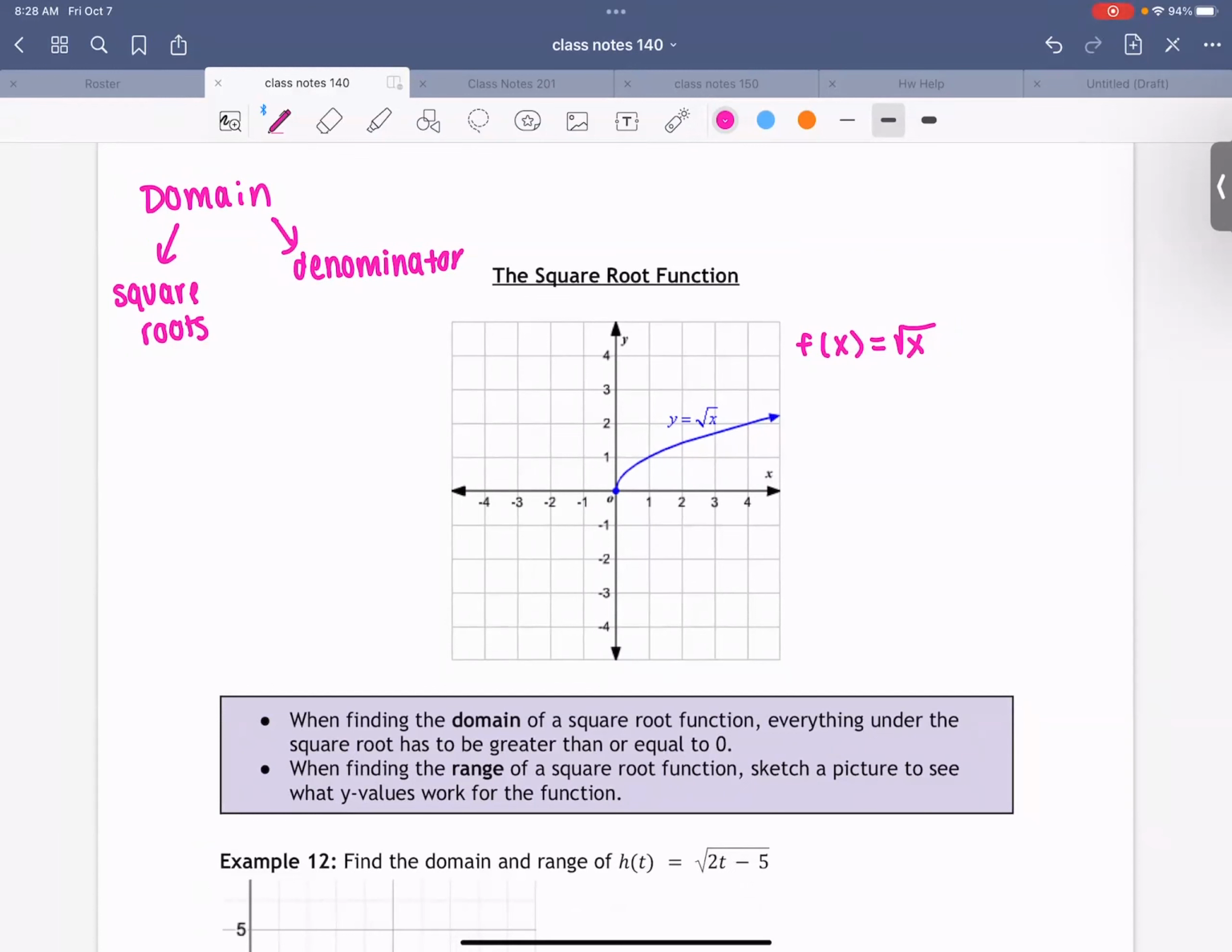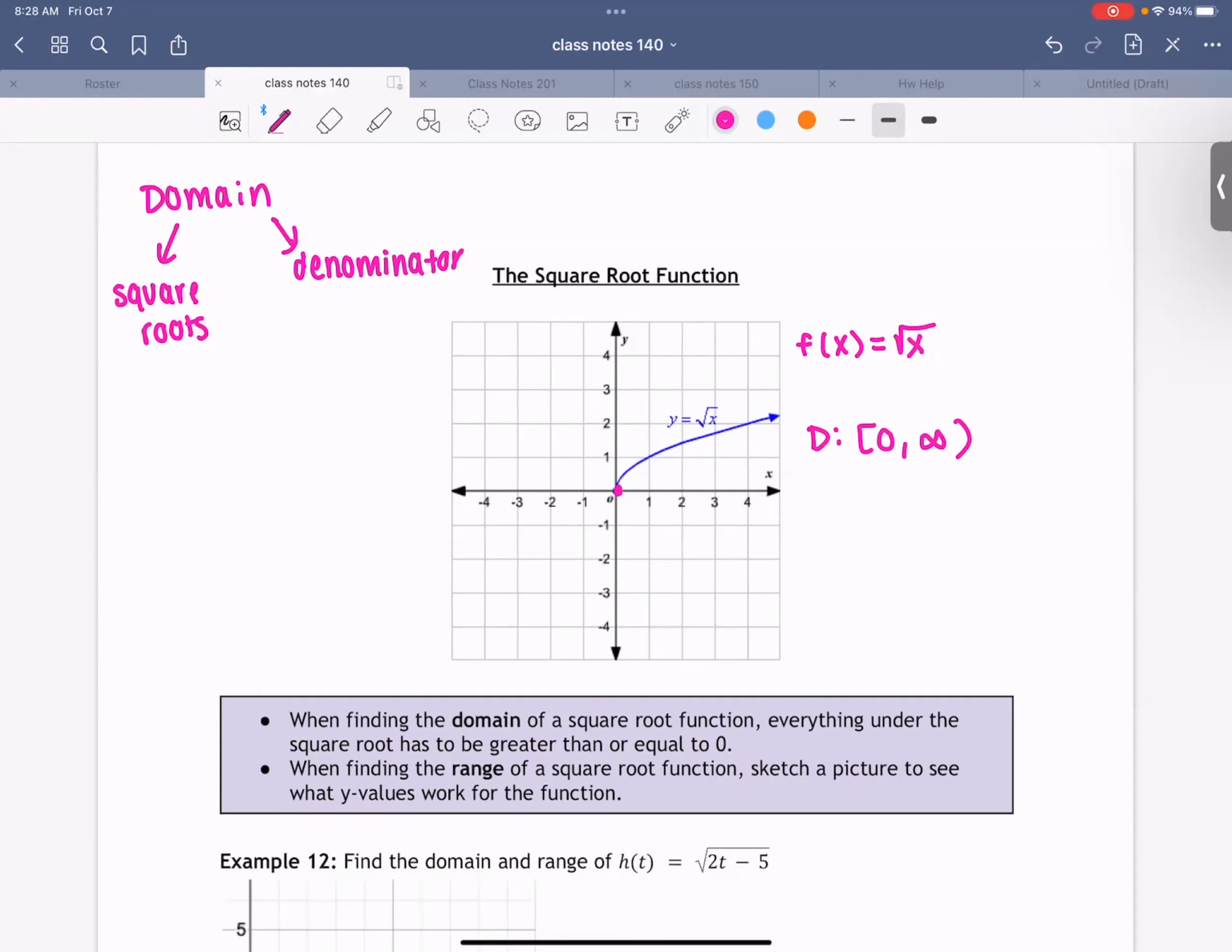Okay. What's the domain of this square root function? 0 to positive infinity. And does anyone know why, looking at the function and the graph, the domain starts at 0? What about the square root function is making the graph not exist at 0? The square root of 0 is 0, so the function does exist at 0.